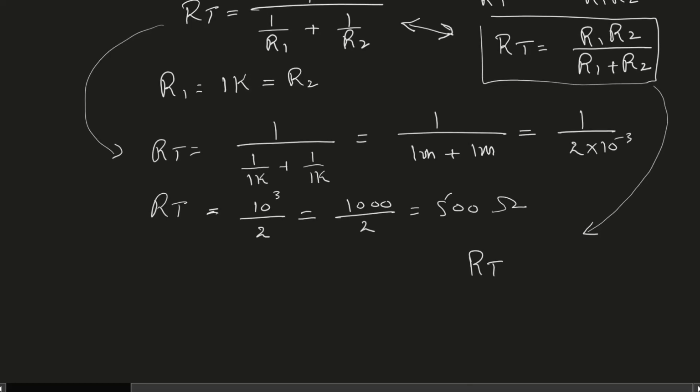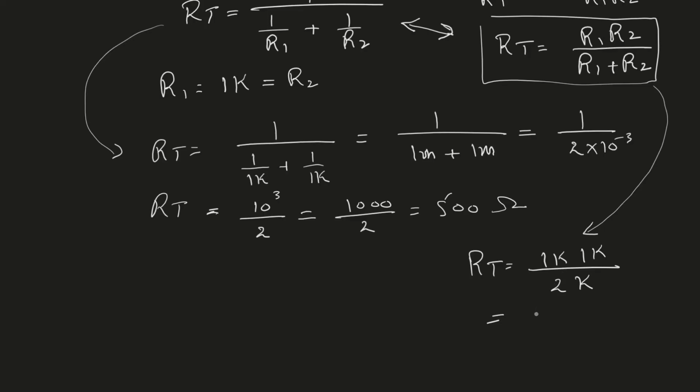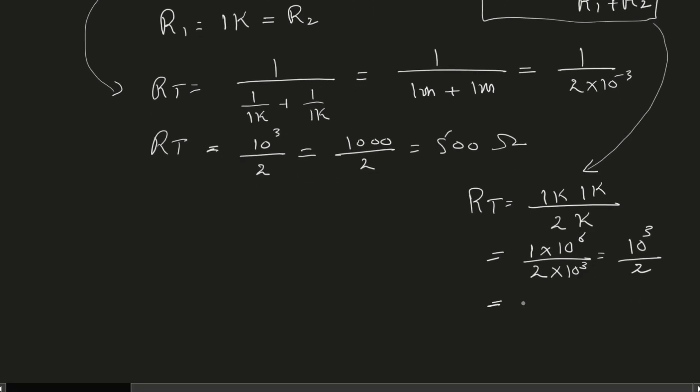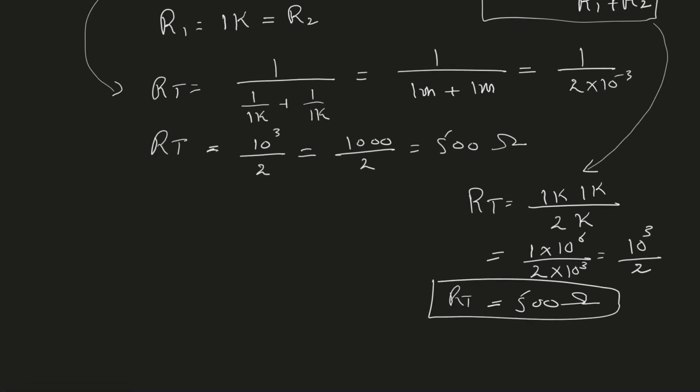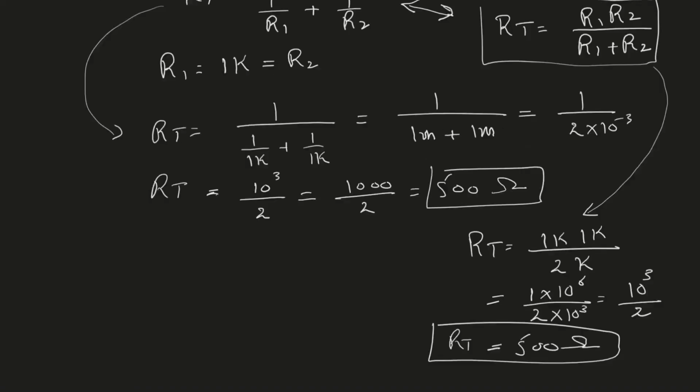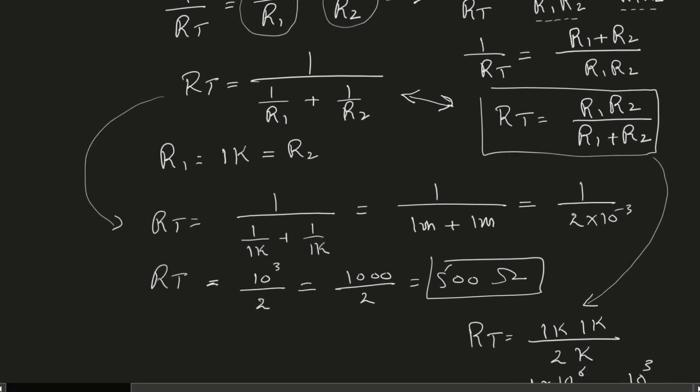Now let's look at the second equation and see what we get from there. We see that R total is equal to 1 kilo times 1 kilo divided by 1 kilo plus 1 kilo, so that's 2 kilo. And in the numerator is 1 times 10 to the 6, and the denominator is 2 times 10 to the 3, which is 1 times 10 to the 3 divided by 2, which is equal to 500 ohms. So again, you see our total is the same as before, 500 ohms in both cases. So both representations just mean the same thing.